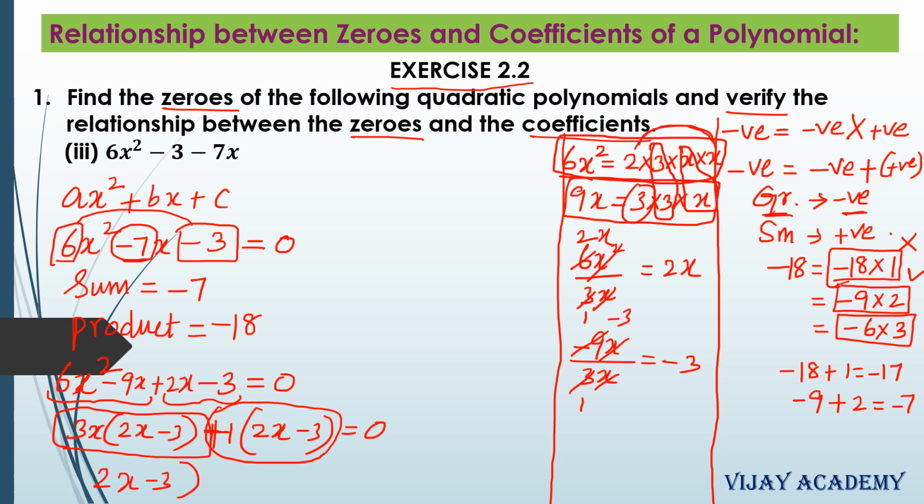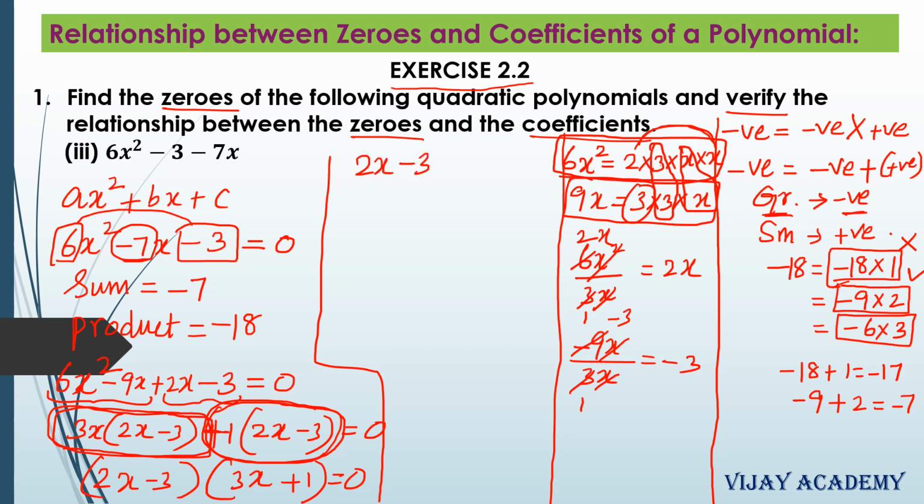So write 2x minus 3 as a common binomial, and dividing the first term by 2x minus 3, we get 3x as the quotient, and dividing the second term, that is 1 into 2x minus 3, by 2x minus 3, we get plus 1 as the quotient. Now we equate each factor to 0 and find the zeros of the polynomial. Equating 2x minus 3 to 0, first transpose minus 3 to RHS, we get 2x equals 3 and x equals 3 by 2.